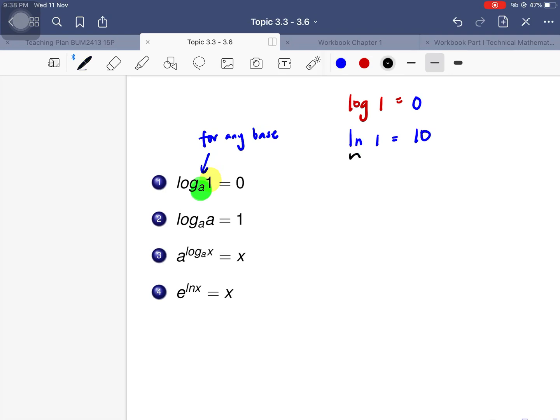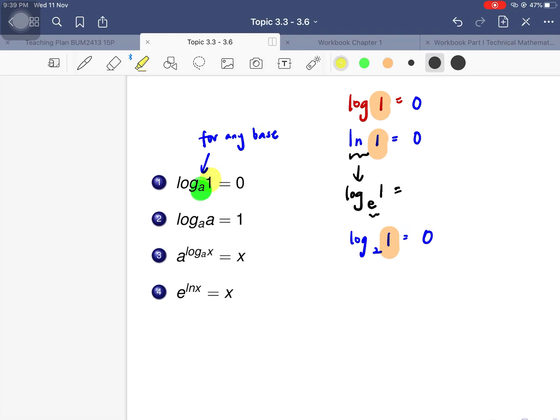And as I mentioned in the previous video, when you have ln, this is actually log base e. Even if we have a base of e, this is still going to be 0. Or if you have log to the base of 2 of 1, again, it is still going to be 0. So the main point is that whenever you have log of 1, it is always going to be 0, no matter what the base is.